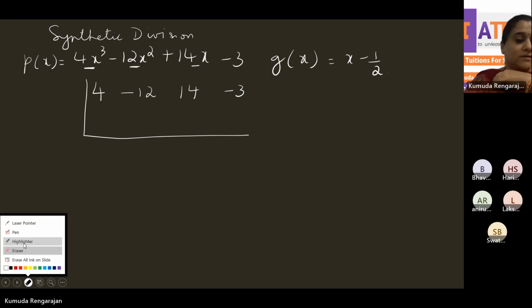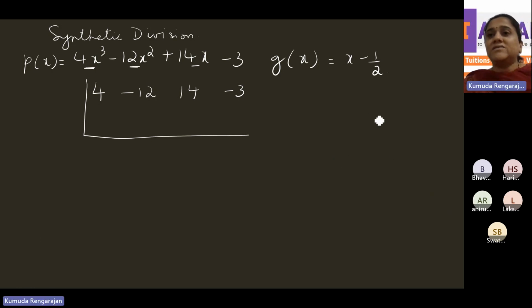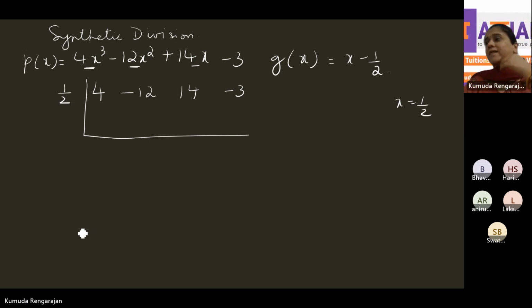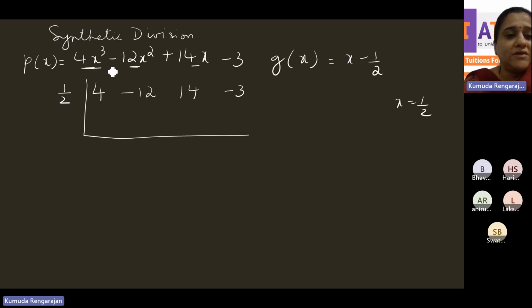Okay. Now x minus half. So again, x is equal to 1 by 2, right? So take 1 by 2 here. Take 1 by 2 here. So what should you do? This is the dividend.